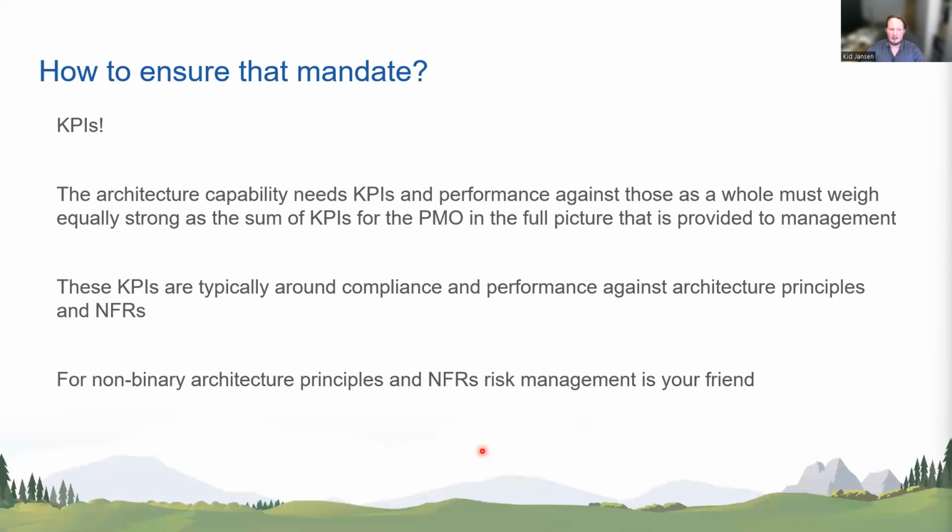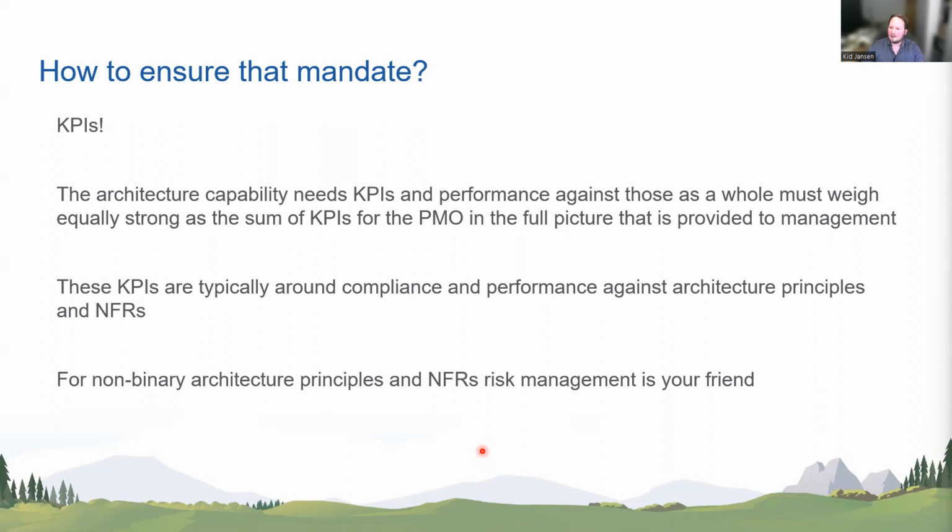So how can we ensure that mandates? That has everything to do with KPIs. So typically the business has KPIs for all kinds of aspects. For instance, the revenue, profitability, margins, all kinds of aspects that measure the performance of the business side of things. The same weighting, same level of scoring in the end-to-end picture should be considered for the architecture capability.